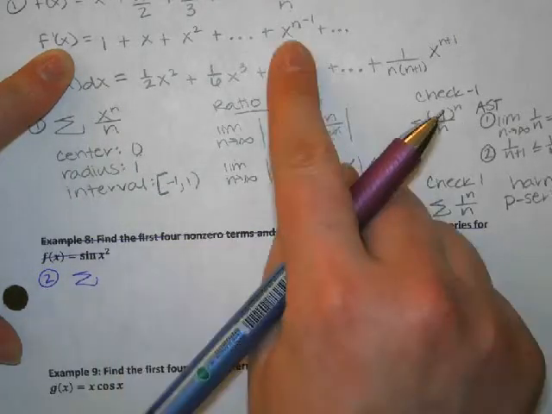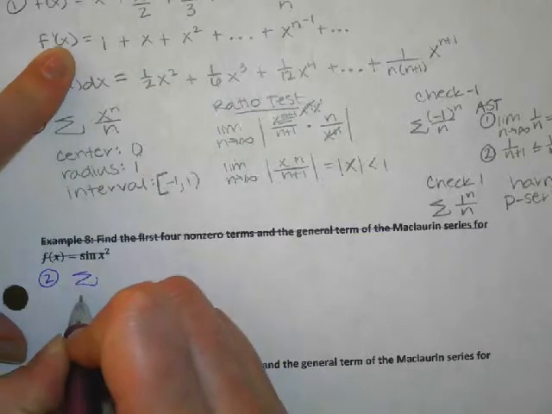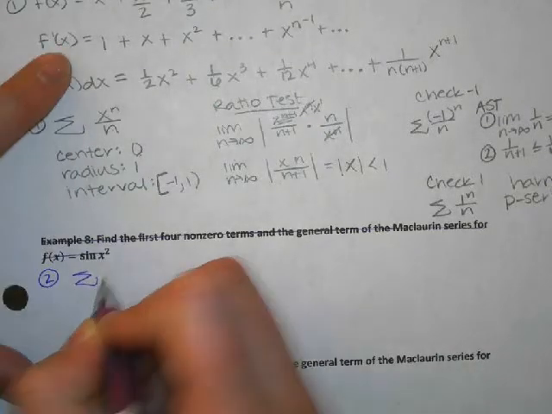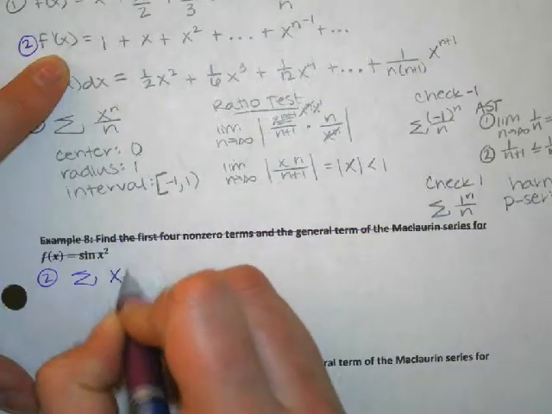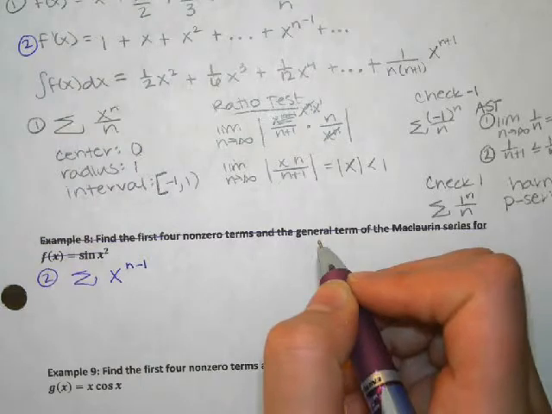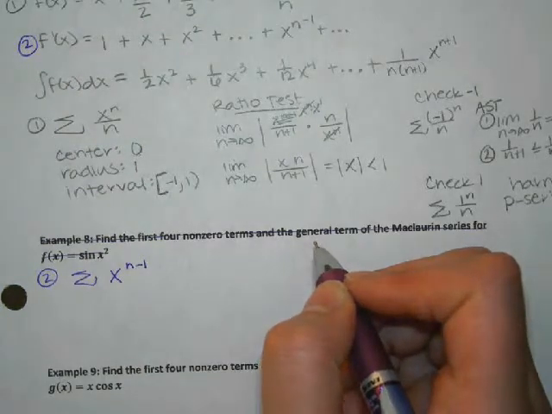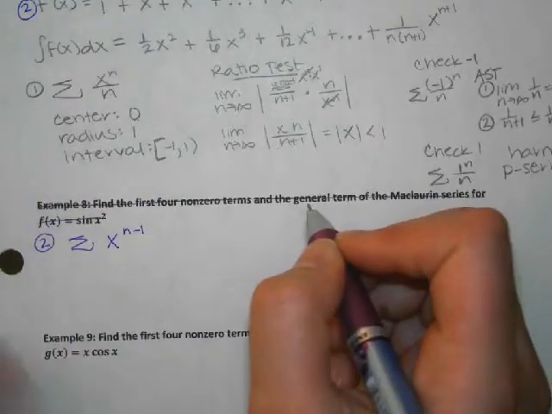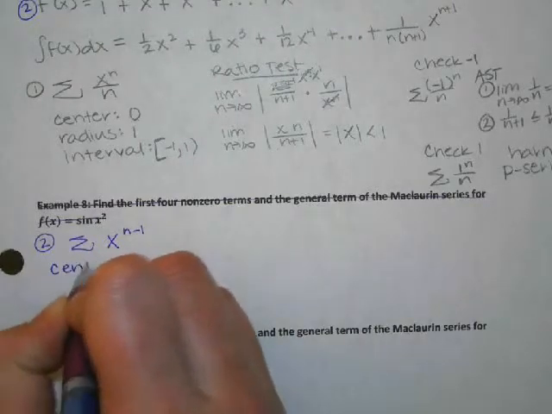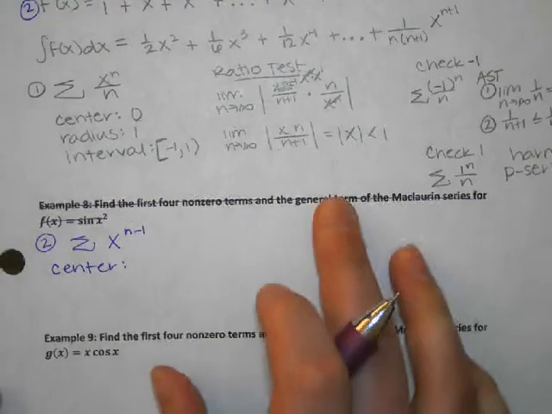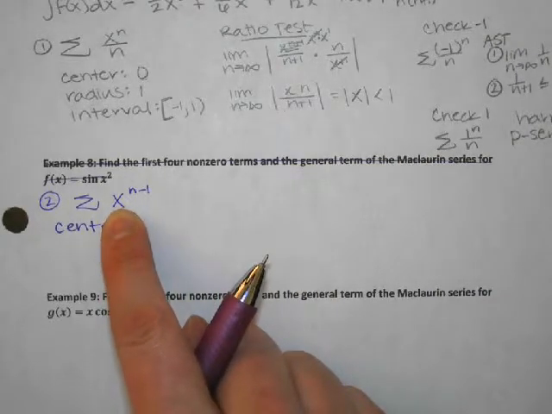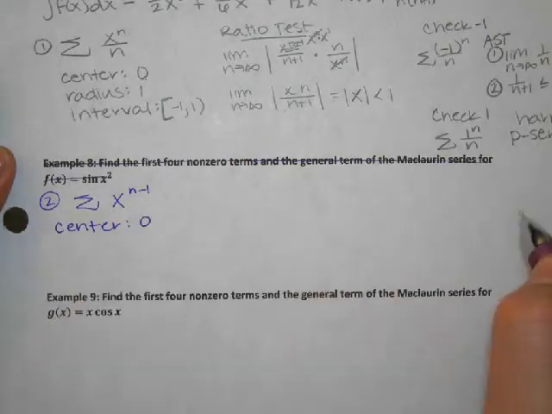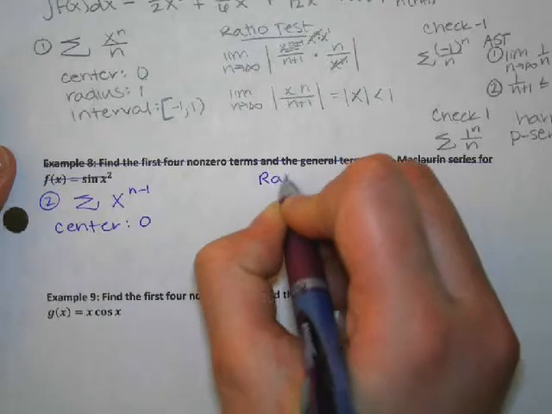So I'm going to say, yeah, this is for the derivative. So I'm going to call this one number 2. So I'm going to do x to the n minus 1, and I know that my center is still 0 because if I had parentheses with the x, it would have been x minus 0, and that's why there's no parentheses. So I know that my center is 0, and I'm going to go ahead and do the ratio test.